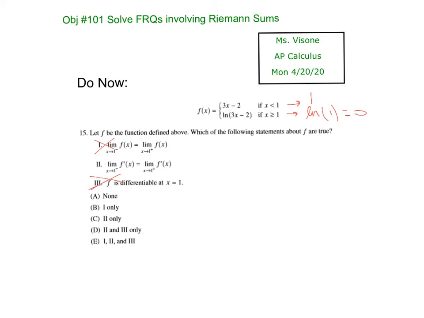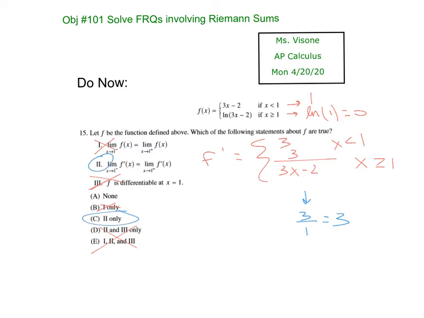So then this next one says the limit from the left of the derivative equals the limit from the right. So we know it's either going to be A or C. It can't be those. All right, so let's take the derivative. F prime equals 3 when x is less than 1. And then the derivative of the bottom is 3x minus 2. Derivative of the inside is 3 when x is greater than or equal to 1. So the derivative from the left is 3. If we plug into the bottom, we get 3 over 1, which is 3. So the limit from the left and right of the derivative does exist. That does work. So the answer is C.